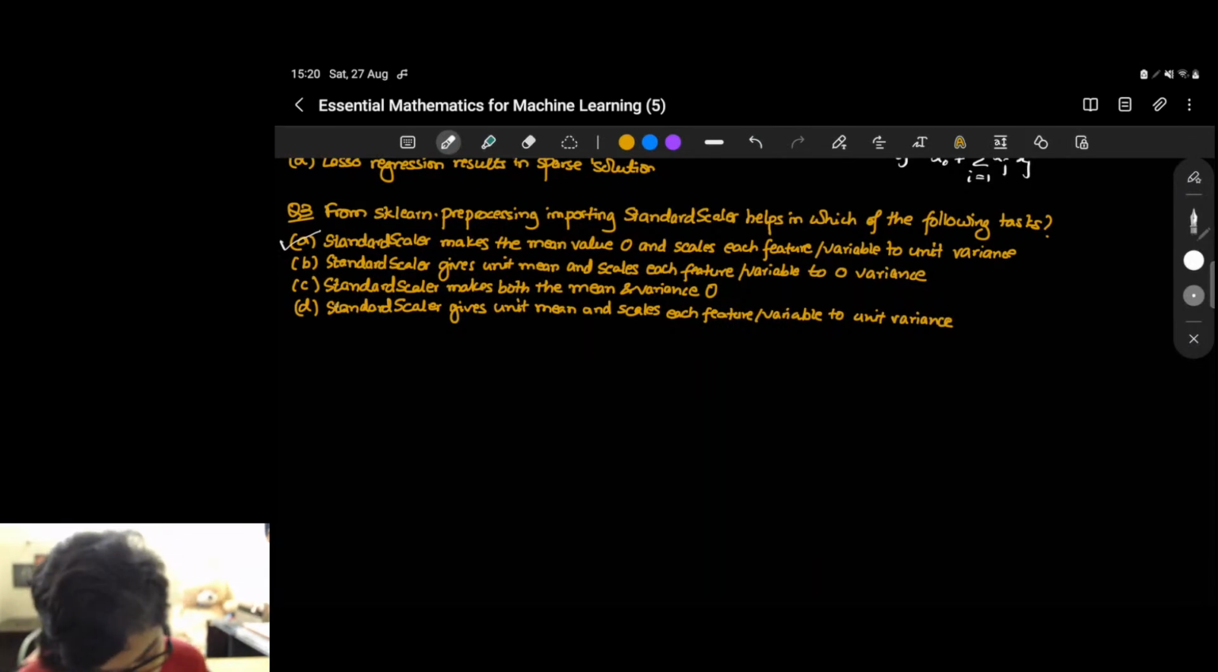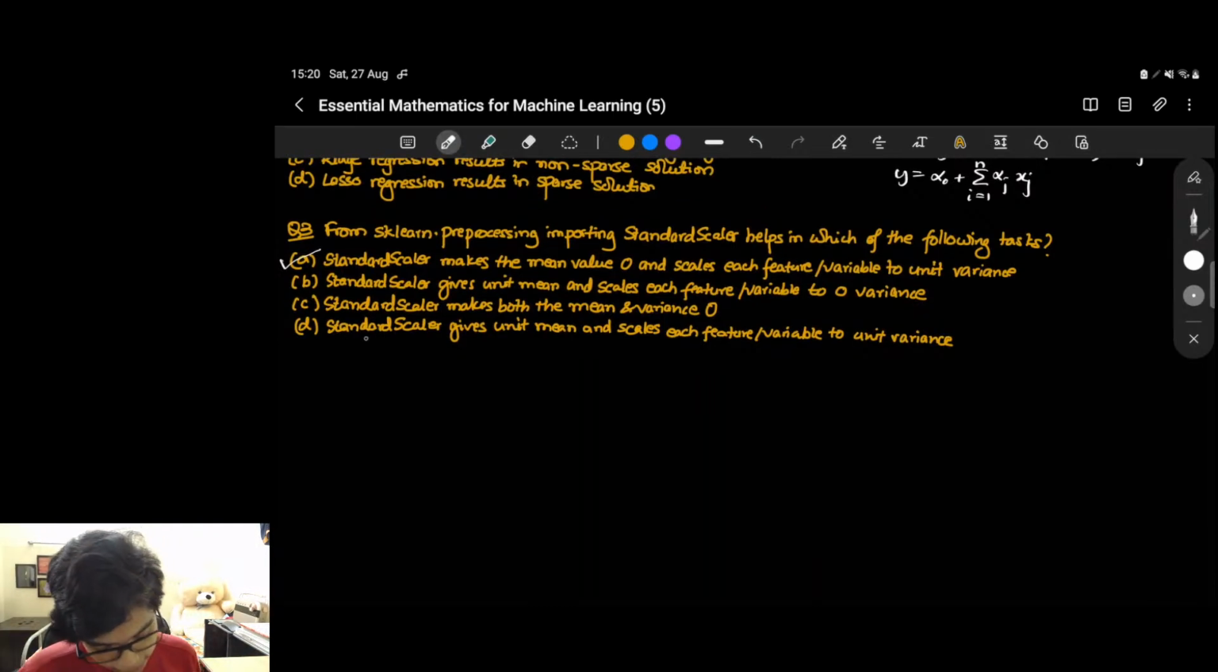The next statement says StandardScaler makes both the mean and variance 0. Again, as I said, making 0 variance is absolutely useless. Option D says StandardScaler gives unit mean and scales each feature to unit variance. This also does not make sense. You do not want to make your mean equal to 1. You would want to shift it so that your mean is equal to 0.